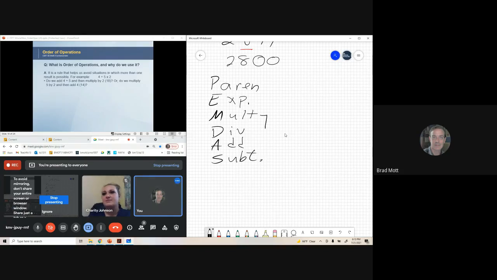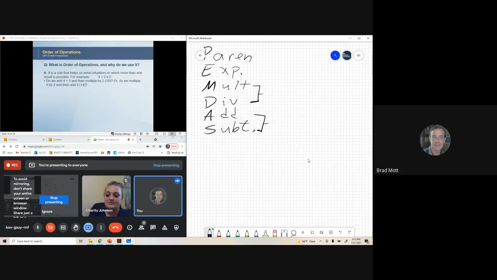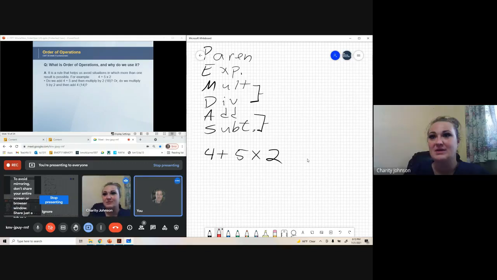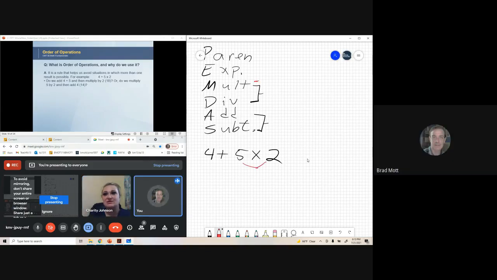You group multiplication and division together, and addition and subtraction together, from left to right. So if we gave you something like 4 plus 5 times 2 using order of operations, what would the correct answer be? It would be 14. Okay, and how did you arrive at that? Because I did the multiplication first. So 5 times 2 is 10.